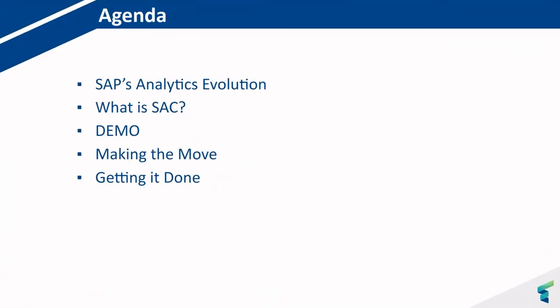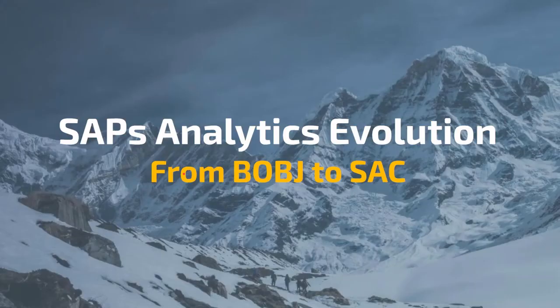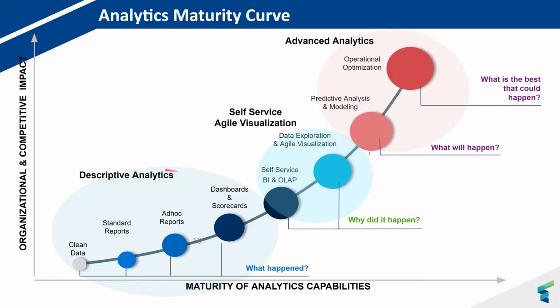Okay, so with that, everybody's seen a curve that looks like this before. You start on the left here with what we call descriptive analytics, and moving to the right, you've got your dashboards and scorecards, and you get more into your data visualization and self-service analytics, and then up towards your predictive and operational optimization. So this is really your Industry 4.0 stuff. SAP, along with the industry in general, has moved up this curve relatively quickly.